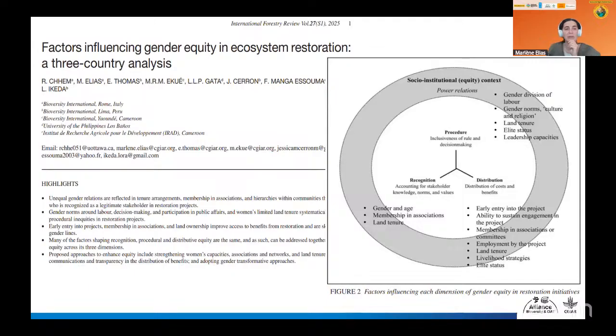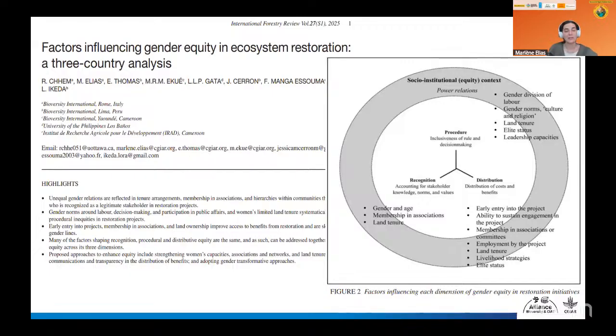We've been working on several others, but this is working in Cameroon, Peru, and the Philippines, and in many projects across those 3 countries, 17 in total across the countries. And we looked at how gender equitable restoration initiatives that were already ongoing were.